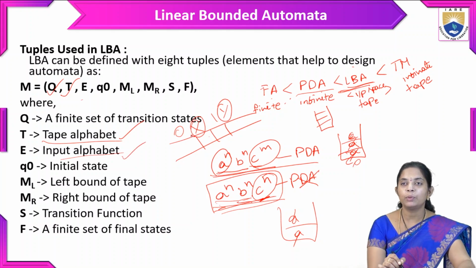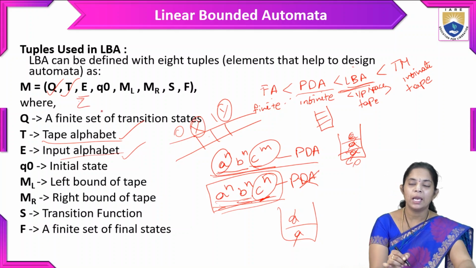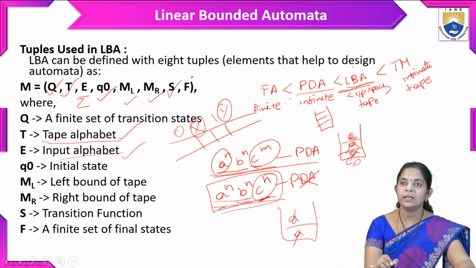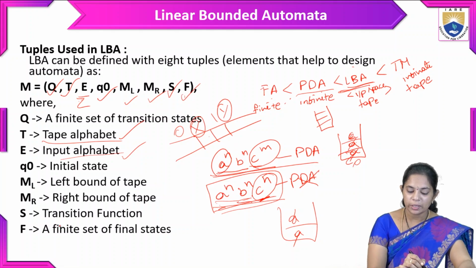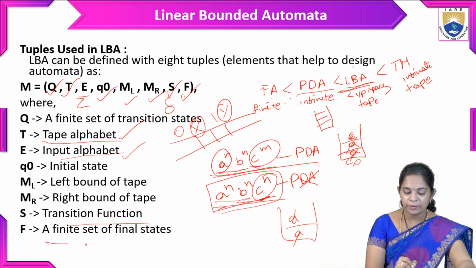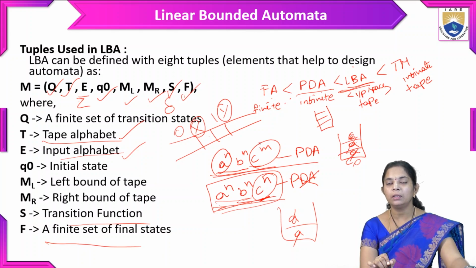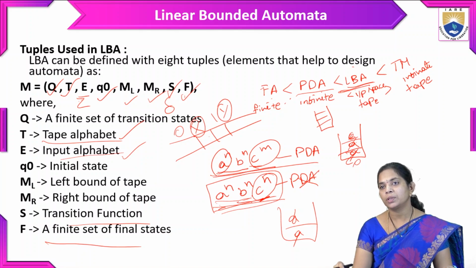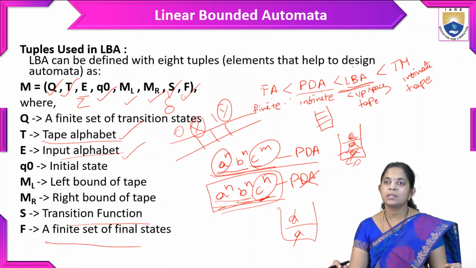And Σ for the input alphabet. The input alphabet epsilon symbol, we can represent it as epsilon also. Q naught is the initial state, and L and M are the left boundary and right boundary. S is the transition function, or else we can represent it with delta, and F is a finite set of final states. However many final states there are, those are all represented with F. So this is the general definition of linearly bound automata.